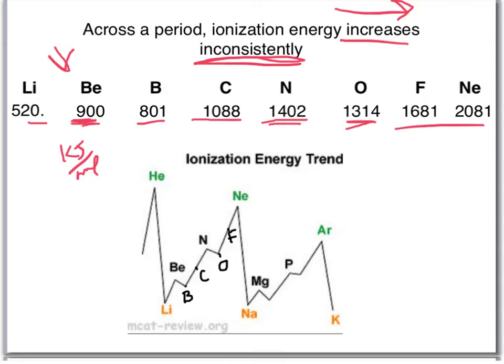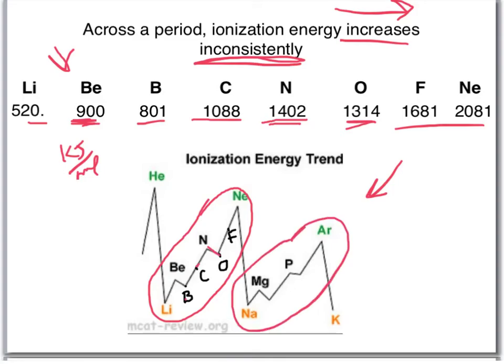Looking down here at this diagram, I've got kind of a visual on what's going on with that second period. You can see lithium goes up, it hits beryllium, drops back down to boron. Then it goes up on the way to nitrogen, then drops back down to oxygen, and then finishes up. And we can see that same kind of pattern being repeated in the third period from sodium to argon. So this is something that is consistent across all the periods.